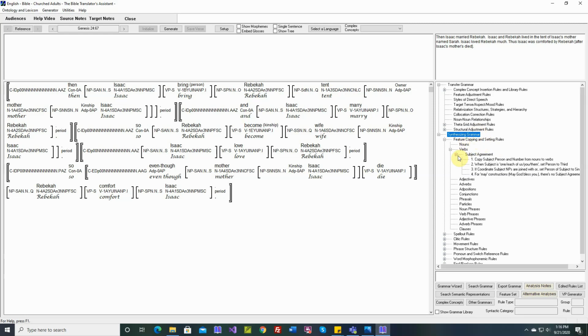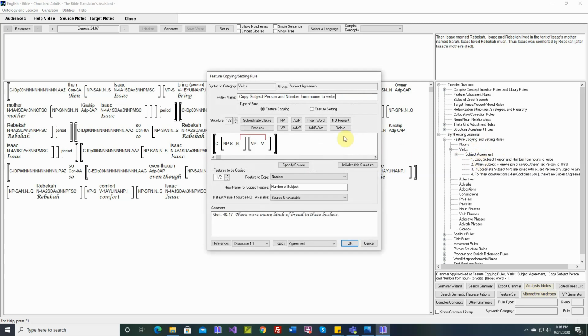For example, in English, verbs agree in person and number with their subjects. In some languages, adjectives may agree in number or class or gender with their nouns, etc. So that's what these rules are for. Here we build a structure. So this copies 2 features, number and person, from nouns that are in subject-noun phrases, and they get copied from the noun to the verb. So these rules copy features from one constituent in a sentence to another constituent in the same sentence.